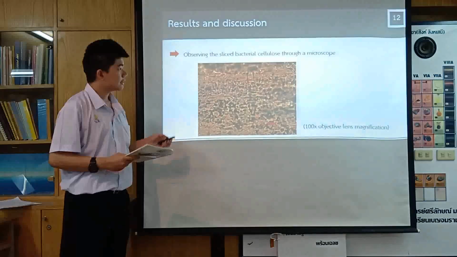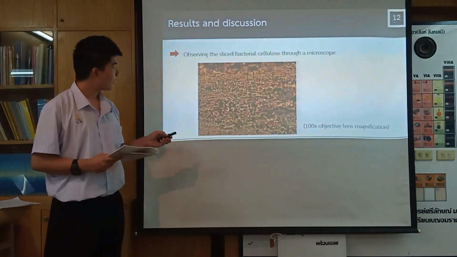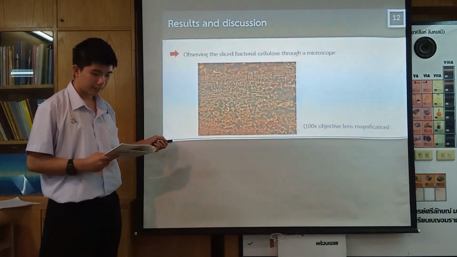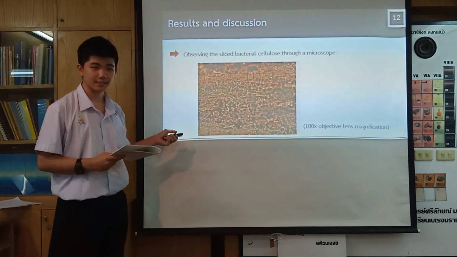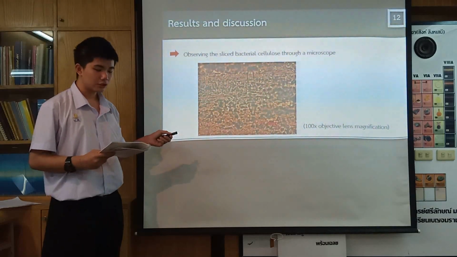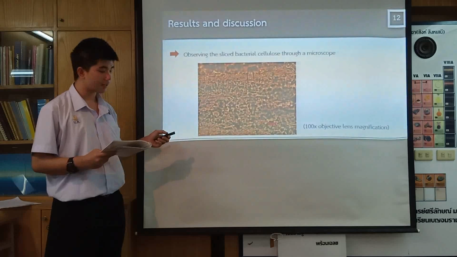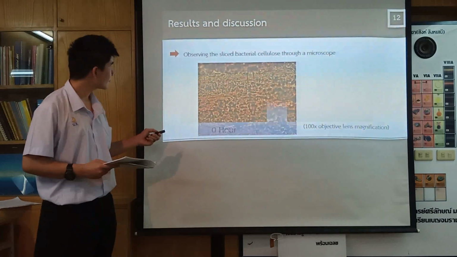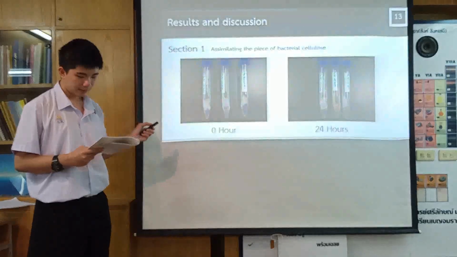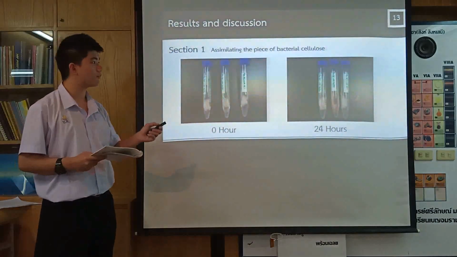In this picture, we can see that the chains of bacterial cellulose are packed and have many layers. So, we have to find a method to separate the packed chains of bacterial cellulose. So, we are going to the next section: assimilating the piece of bacterial cellulose.